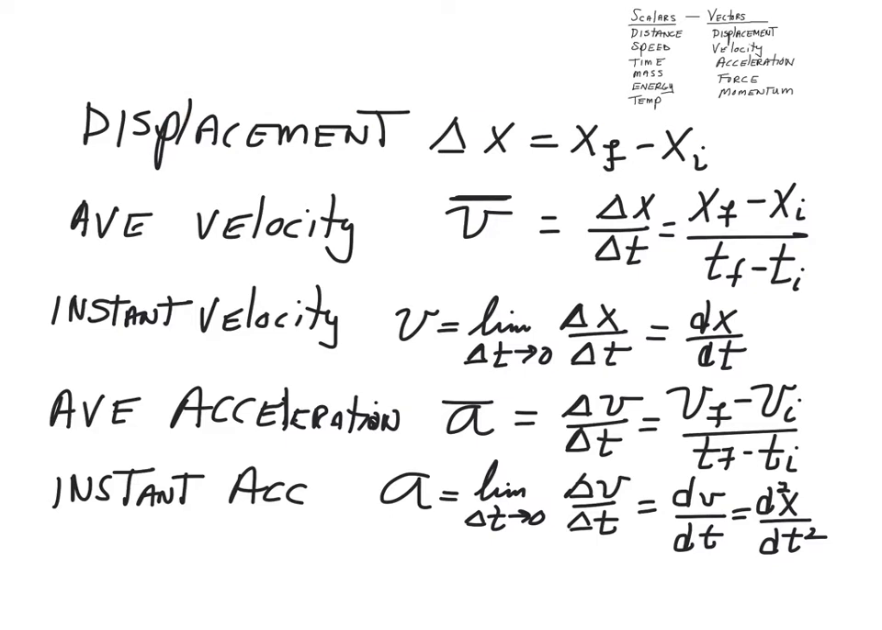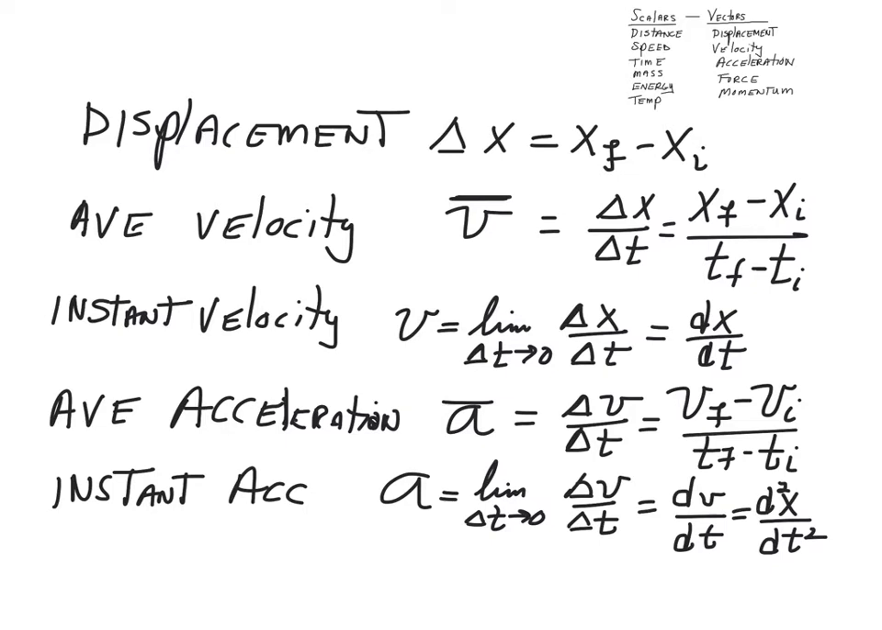Now, once we have displacement, we can find average velocity. So the average velocity is the total displacement divided by the time interval it takes. So you go from some initial position to some final position over some period of time. And usually t initial is 0, but if t initial were 10 seconds and t final were 20 seconds, then the time interval would be 10 seconds. So this is how we calculate average velocity.